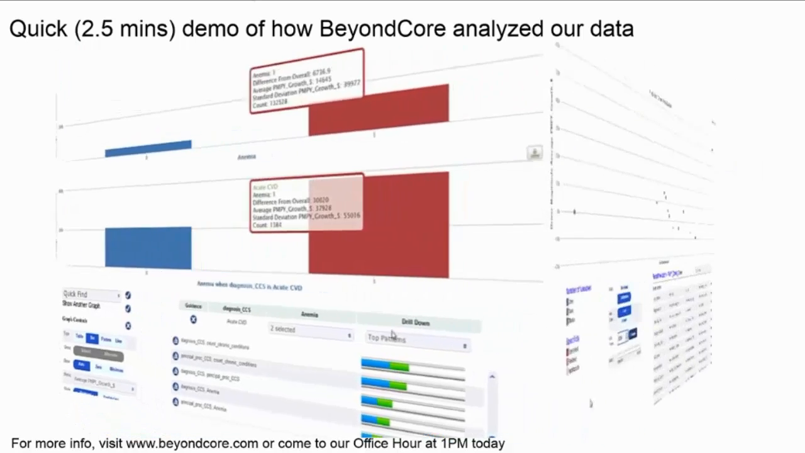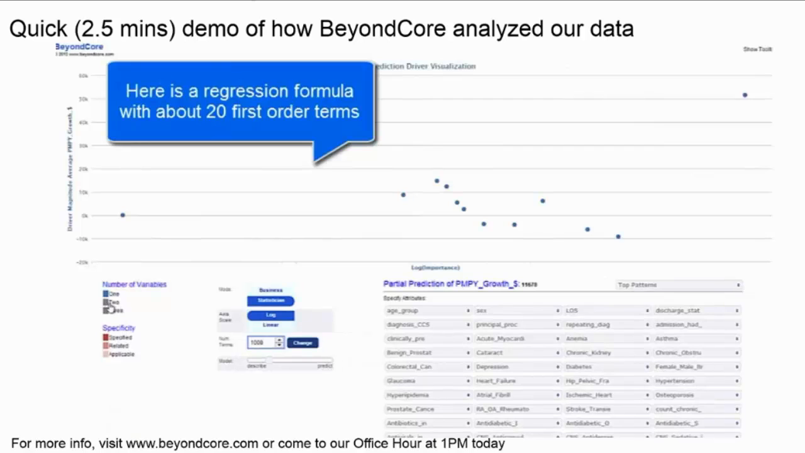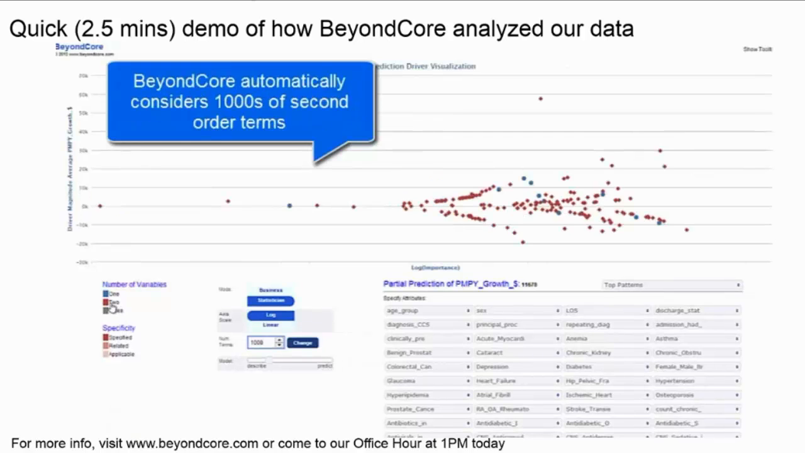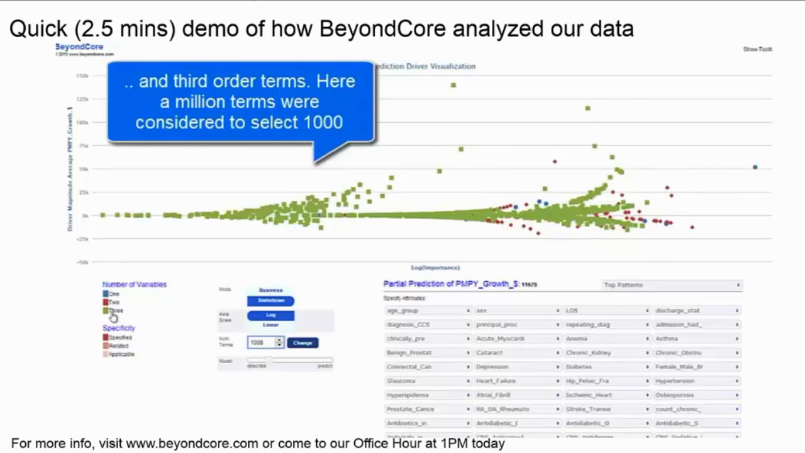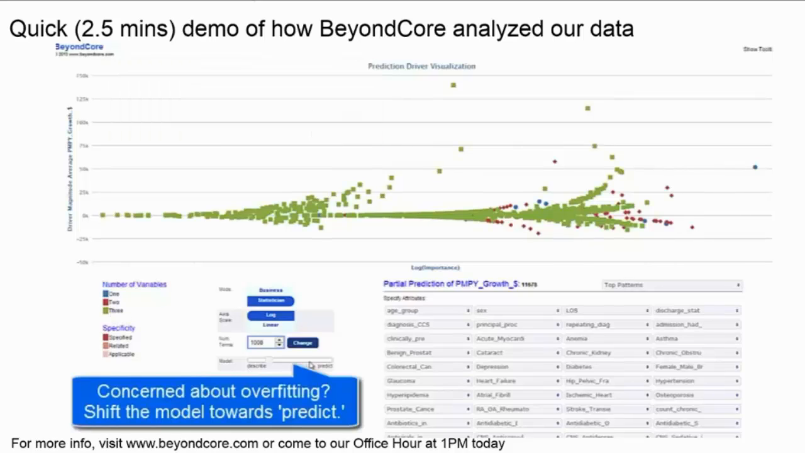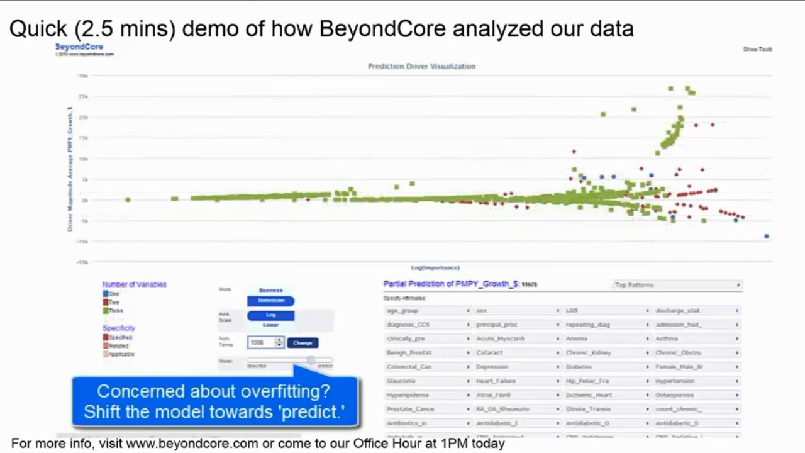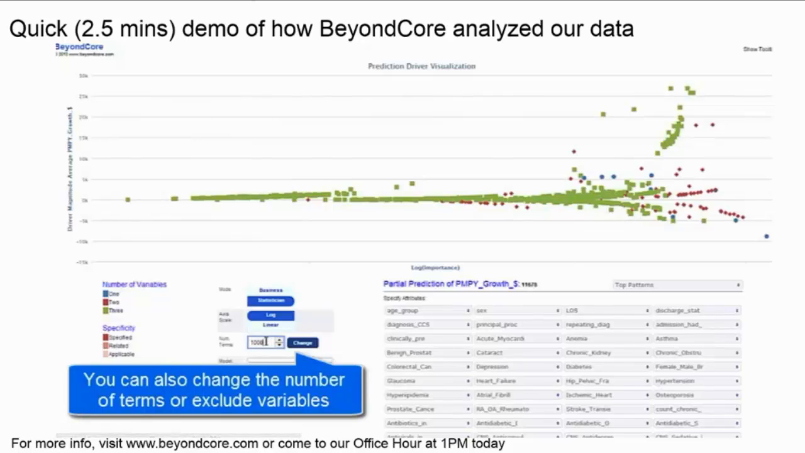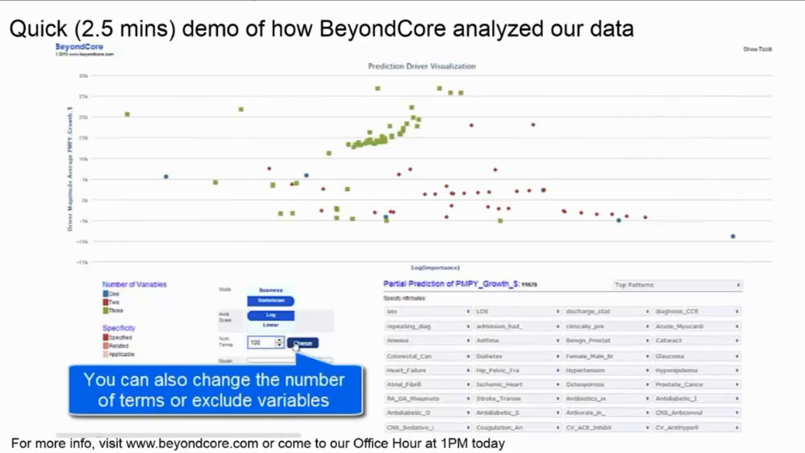And you can see these graphs. There's also a regression model that's being created. A typical regression model might have 20 to 50 terms. In this case, we built something with 5,000 terms. The graphics I'm showing you on the screen is 1,000 terms, and you could move it around. If you're concerned about overfitting, you could change the nature of the model to reduce overfitting. You could take out variables. You could reduce the number of terms. But why did we do this?